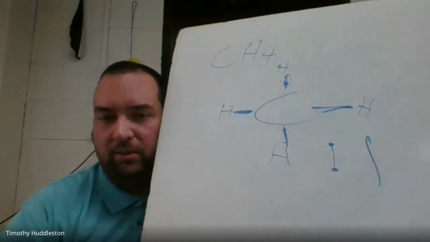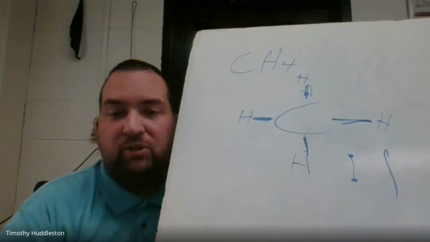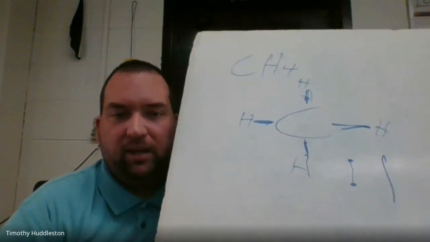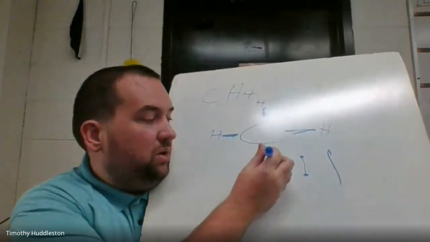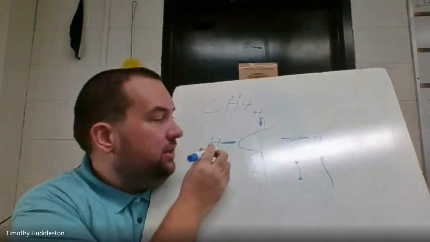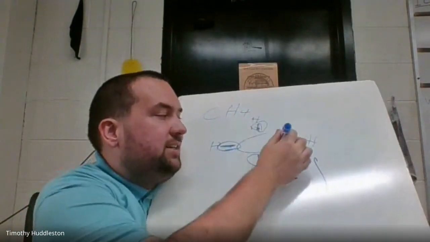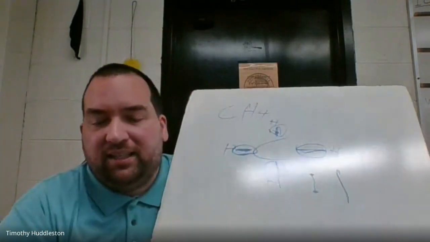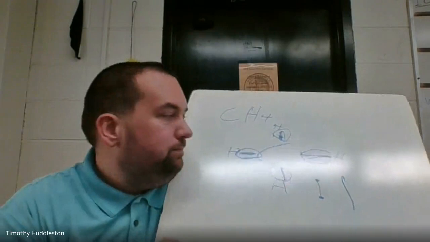Now, how do you know it's stable? H has a duet. It's one of the few things that likes to have a duet. All H's have duets. And remember, they're shared electrons. So H has access to these 2 electrons. This one H has access to these 2. This H has access to these 2. And that H has access to these 2. Remember, it's sharing. They're going back and forth really, really quick.